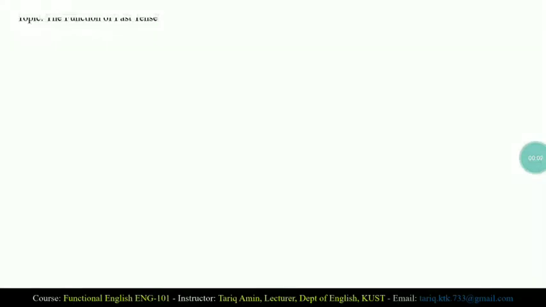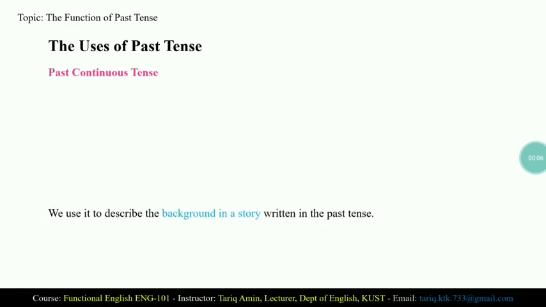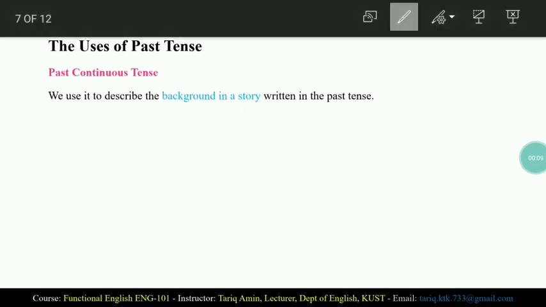There are some other uses of past continuous tense as well. We use it to describe the background in a story written in the past tense. Most of the time we write stories in the past tense, and we use past continuous tense to describe the background in a particular story. For example, you are writing a story in past tense. You use this past continuous tense to describe the background in a story.